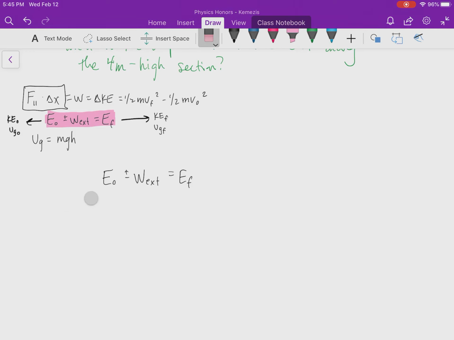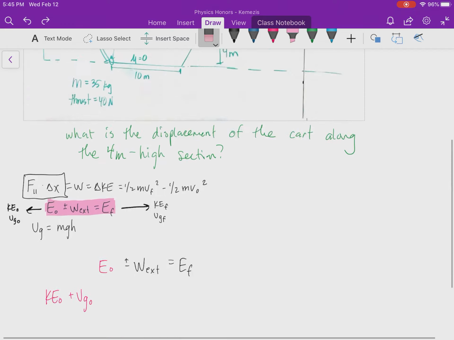So you know what I'm going to do? Let's just keep some color coding here so that you can see where these are coming from. And then I'm going to scroll back up to our diagram to figure out the work external.